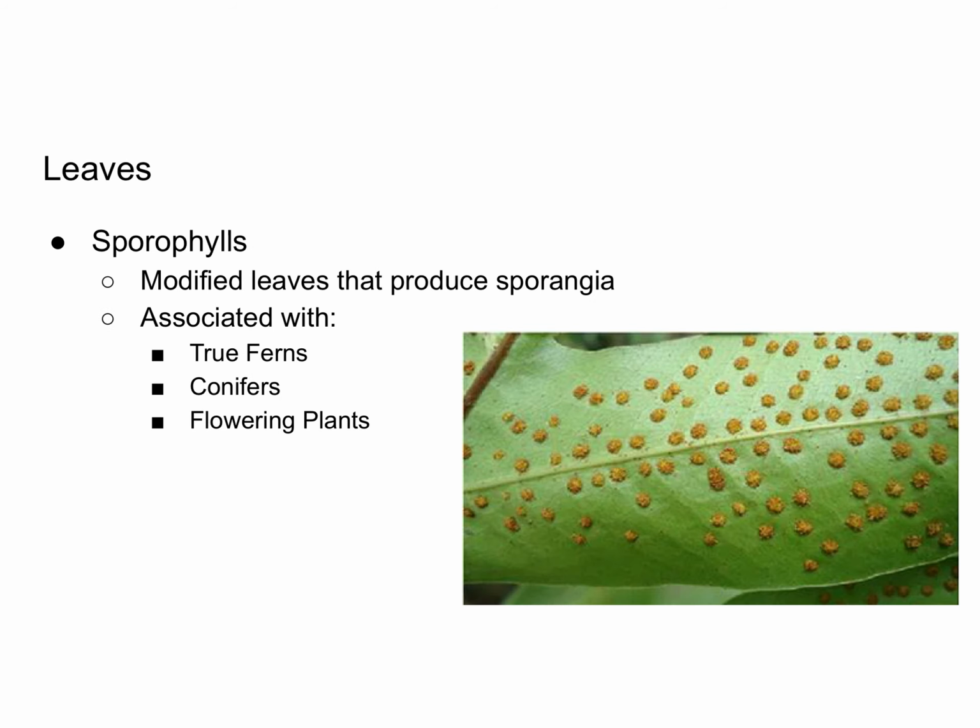Sporophylls are another type of leaf. It's actually a modified leaf that produces sporangia. And sporangia are just these structures that contain spores. And you can see them on the picture here.